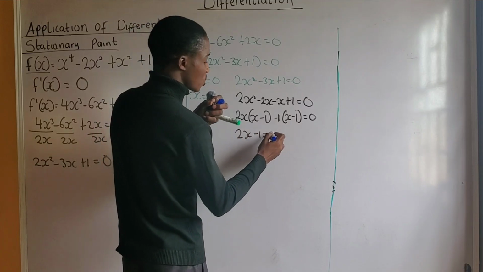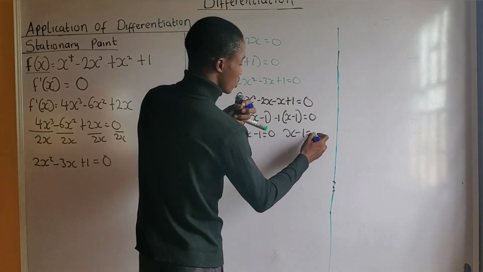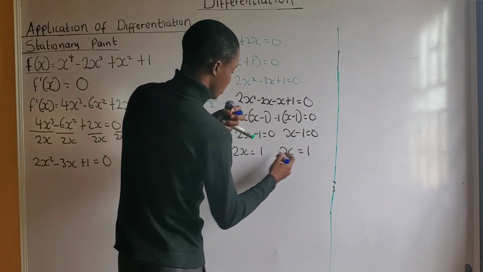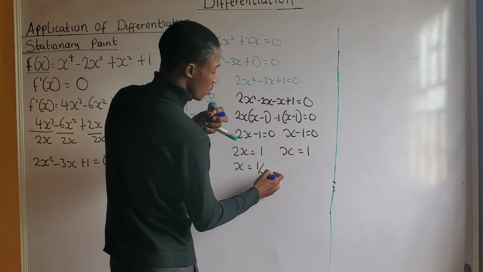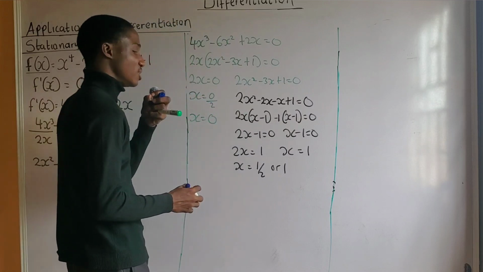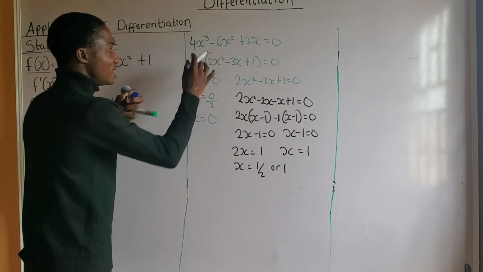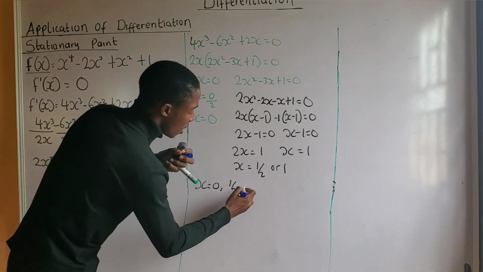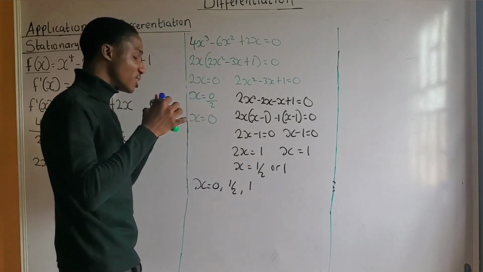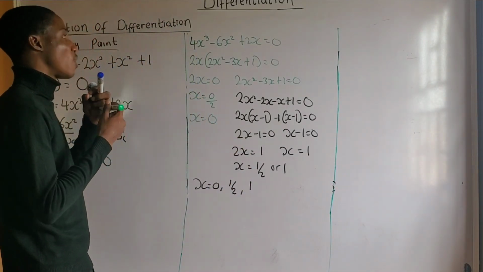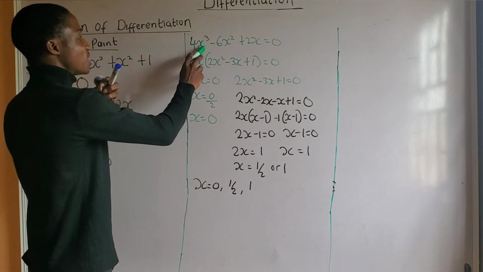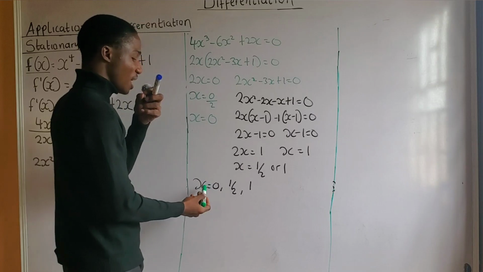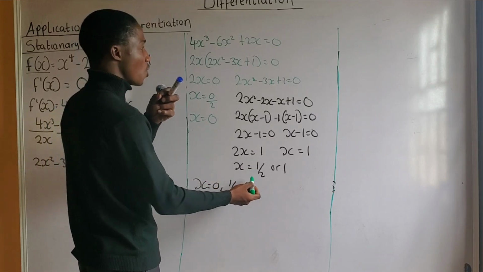2x minus 1 equals 0, x minus 1 equals 0. 2x equals 1, x equals 1. x equals 1 over 2 or 1. That is the root of this equation. Having differentiated, that is what? x equals 0, 1 over 2, and 1. All these three roots are the stationary points of the polynomial equation 4x raised to the power 3 minus 6x squared plus 2x equals 0. x equals 0, 1 over 2, or 1.